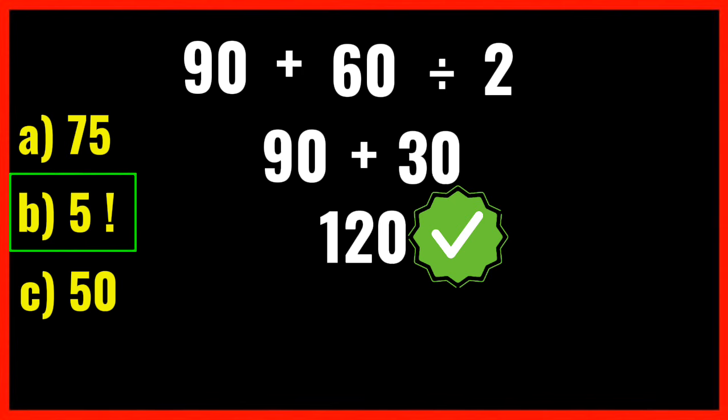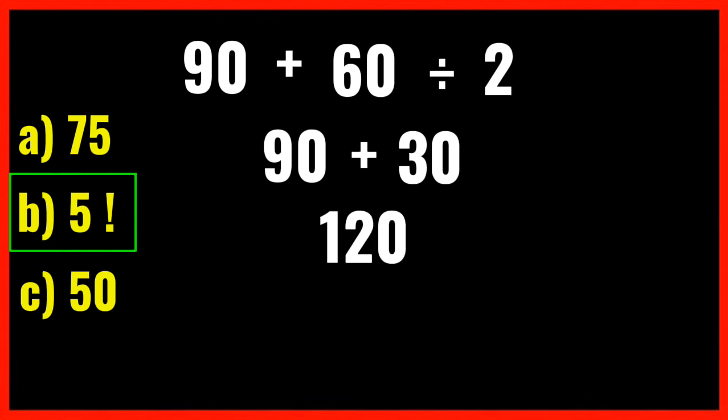Now let's take a moment to really understand why so many people get this wrong. Most mistakes happen because people ignore the order of operations and just go from left to right without thinking. But math is not always left to right. It follows priority rules. And if you ignore those rules, you will get the wrong answer even if your calculations are correct. Now let's look at more examples so you can fully understand PEMDAS and avoid these mistakes in the future.